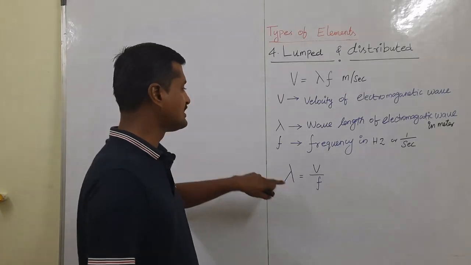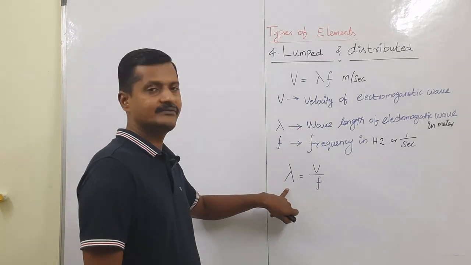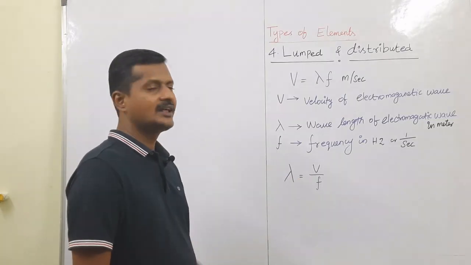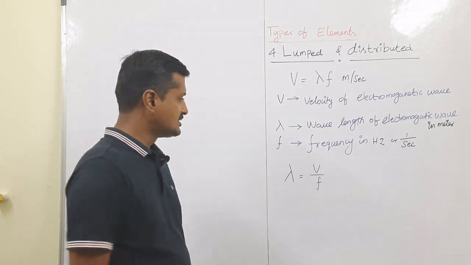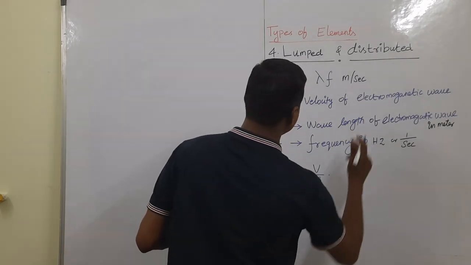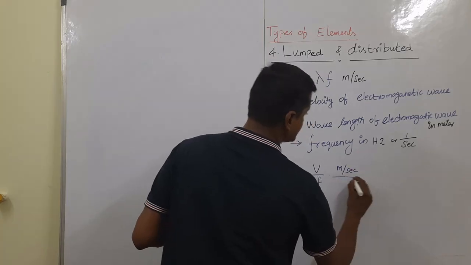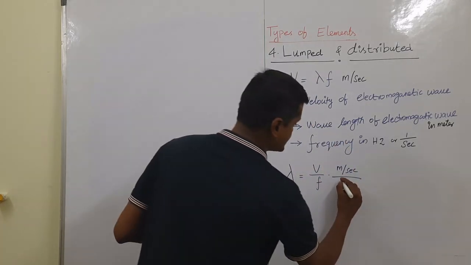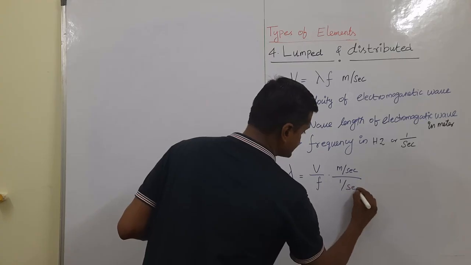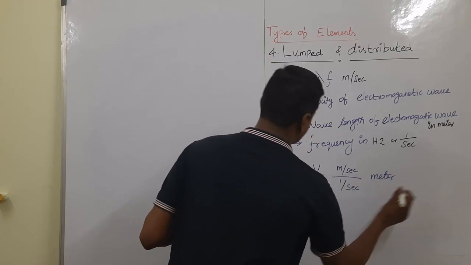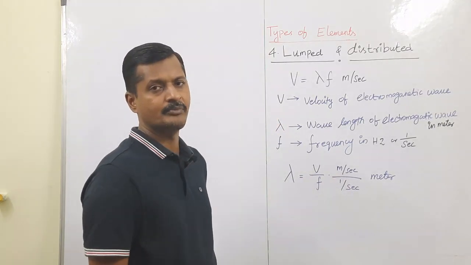First, based on the wavelength of the electromagnetic wave, lambda is equal to the velocity of the electromagnetic wave divided by frequency. The unit of velocity is meter per second and the unit of frequency is 1 by second. So we can cancel, and we get the unit meter. So lambda is in meters.